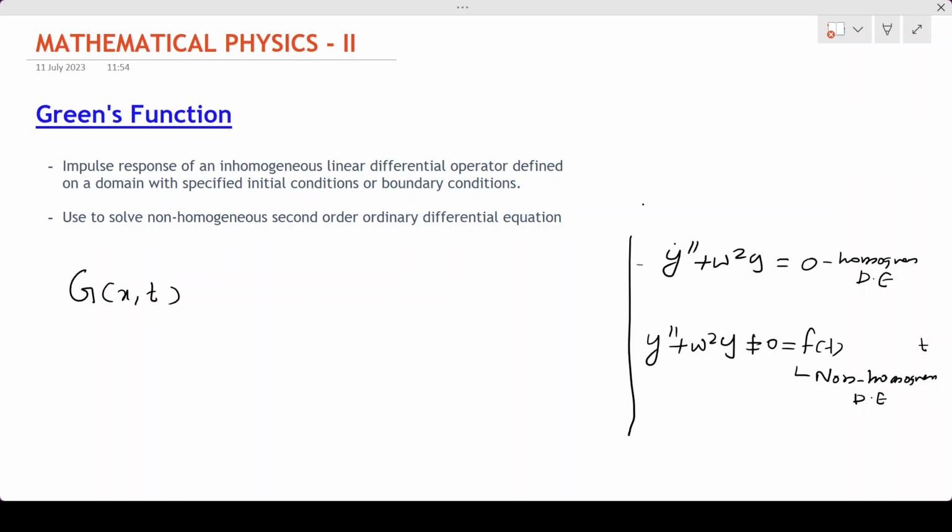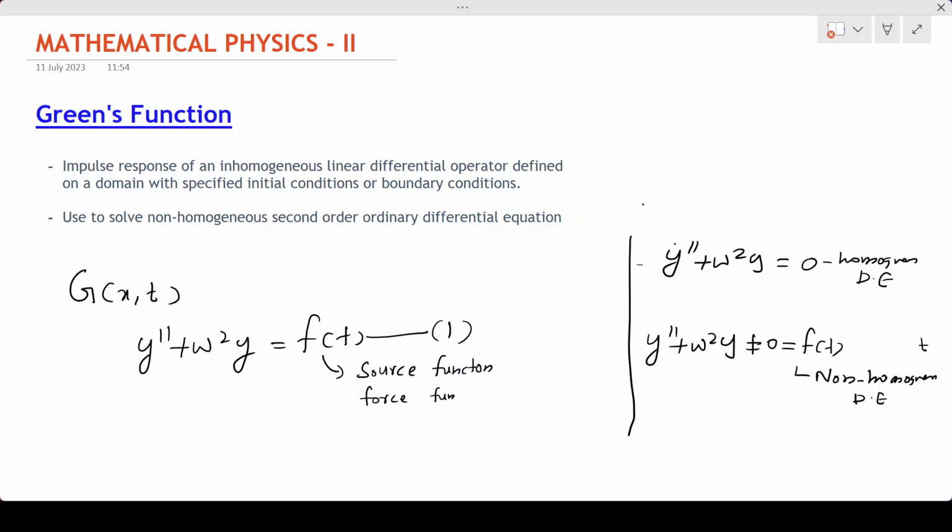Let me take an example of a non-homogeneous differential equation of this particular form: y double dash plus omega square y is equal to f of t. Keep it as equation number 1. And this y double dash, as you know, is d square y by dx square. That f of t we call the source function, or force function.